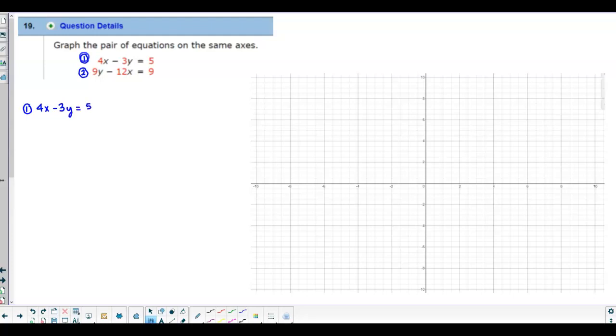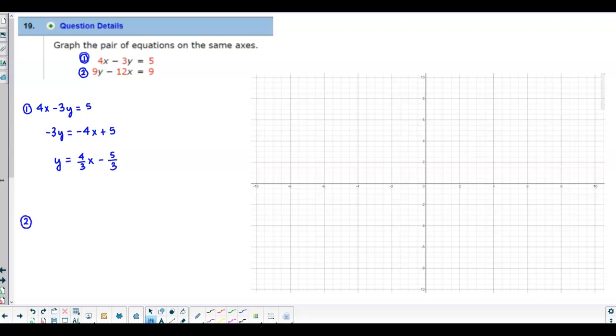And what we're going to do is solve for y. So we're going to subtract 4x from both sides to get negative 3y, which is equal to negative 4x plus 5. And then we're going to divide everything by negative 3. So we're going to get y, which is equal to positive 4/3 x minus 5/3.